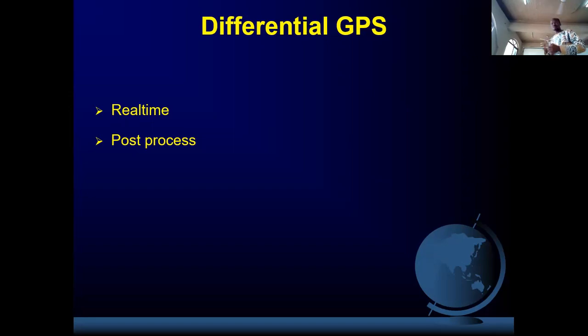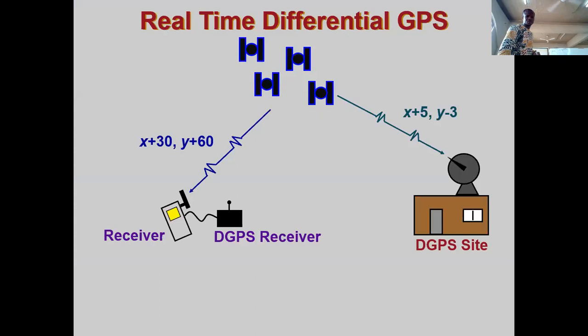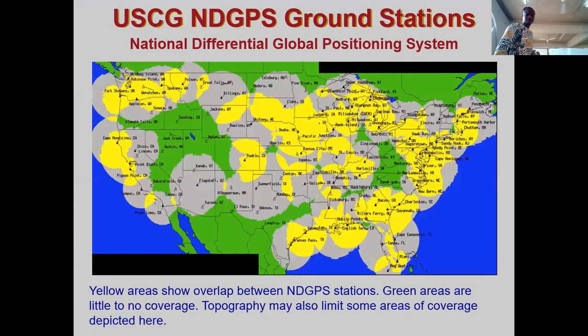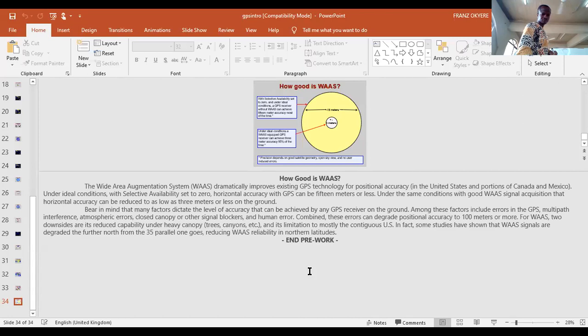So we have real-time corrections. It's called differential GPS. So we can make those corrections on the fly. Any questions, guys? That's it for GPS. That's what I want you to know. Any questions?